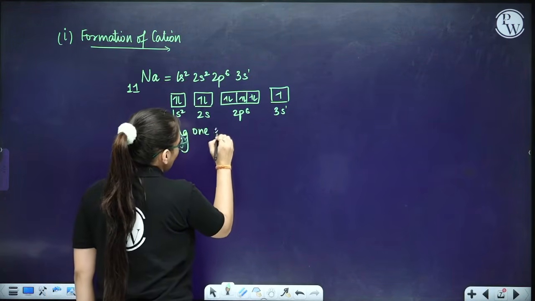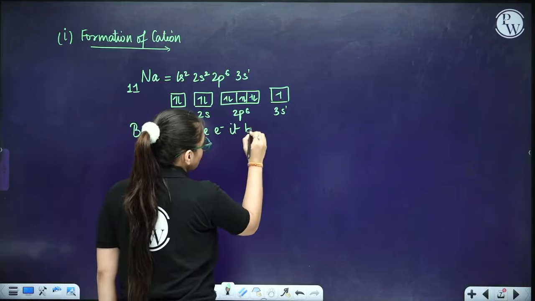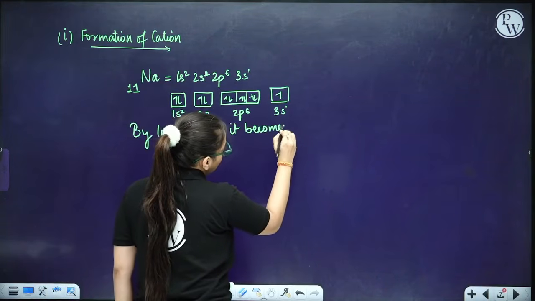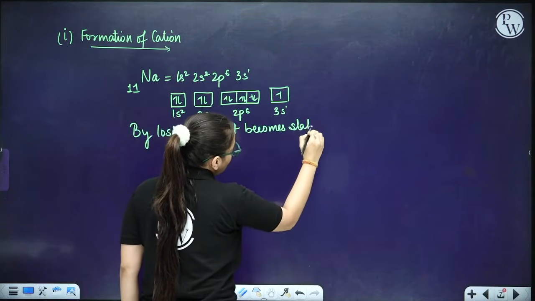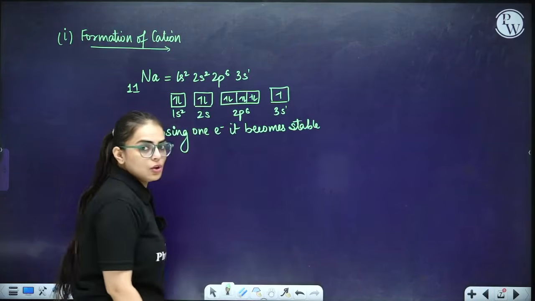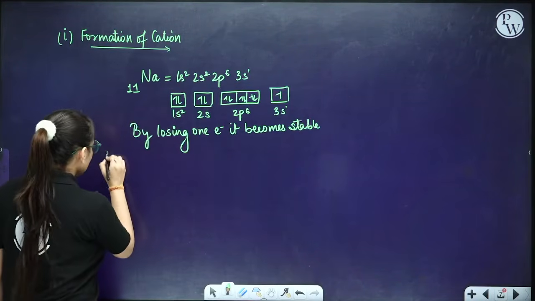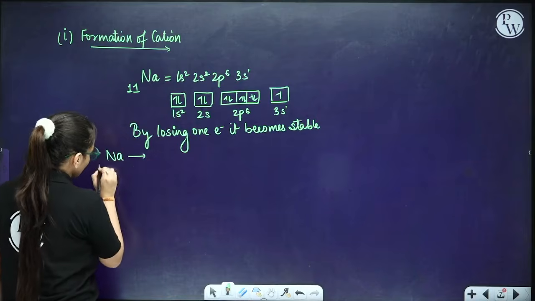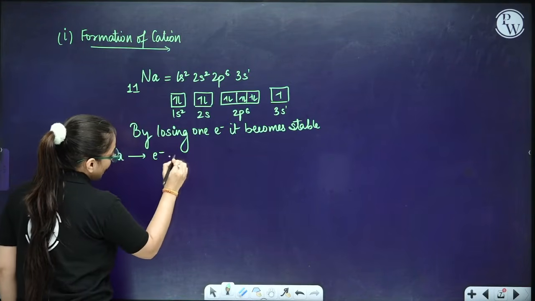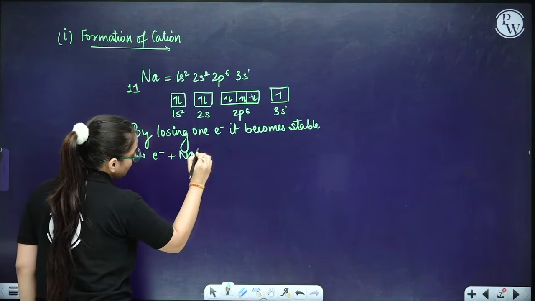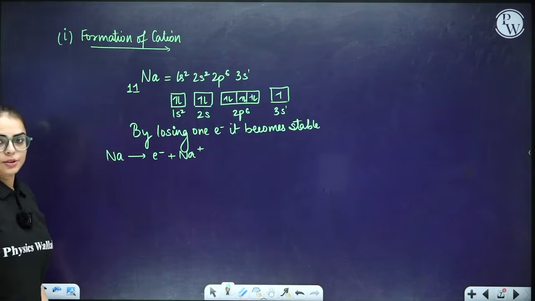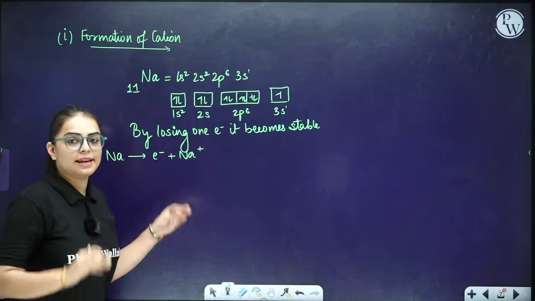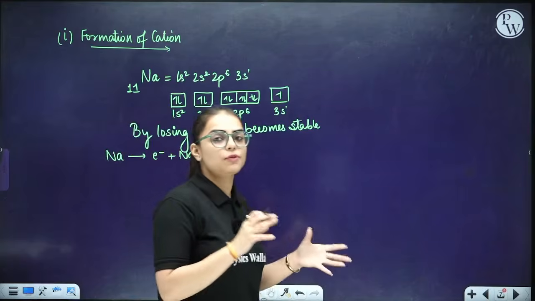By losing one electron, it becomes stable. Yes. So what will it do? Na will lose one electron and will form what? It will form Na positive. What happens over here? Na will lose one electron and will form Na positive.